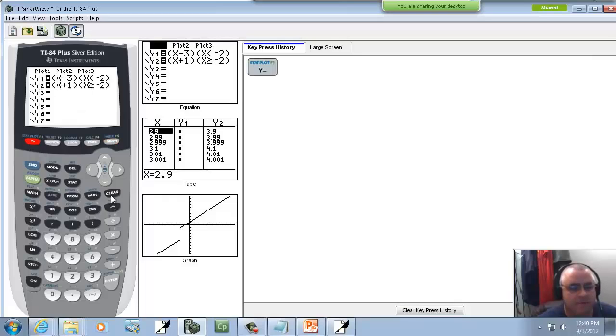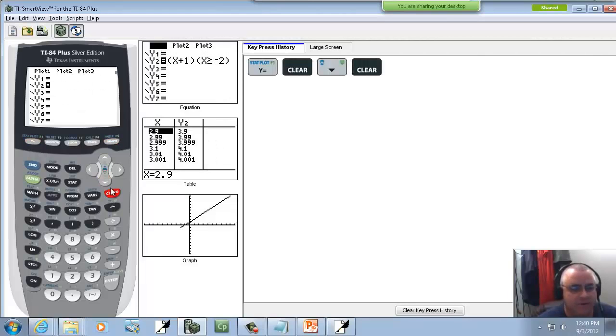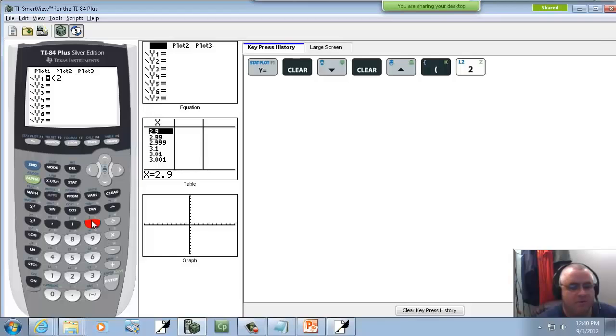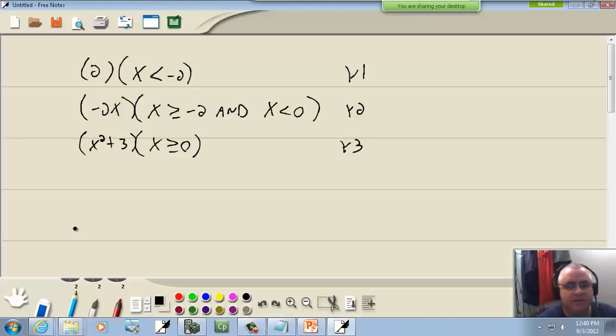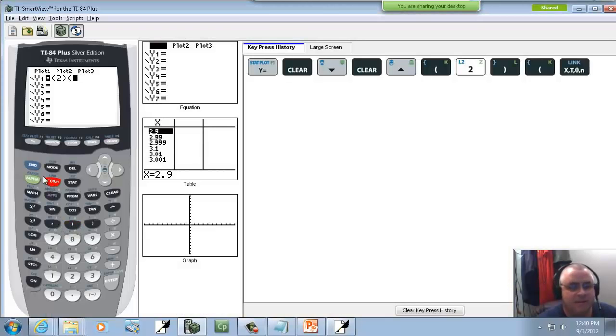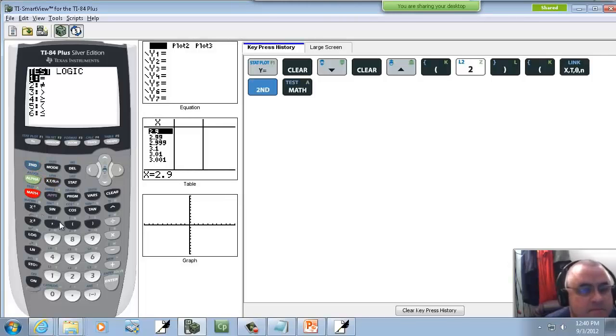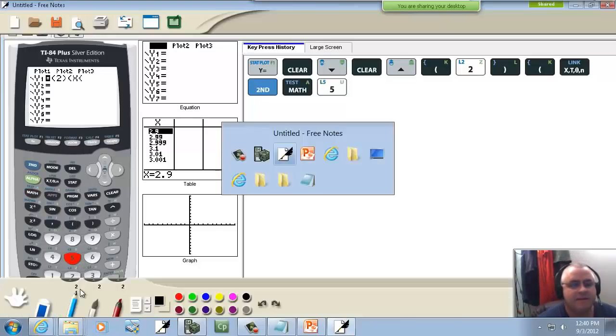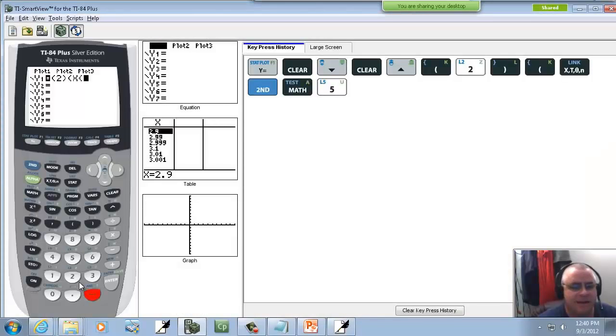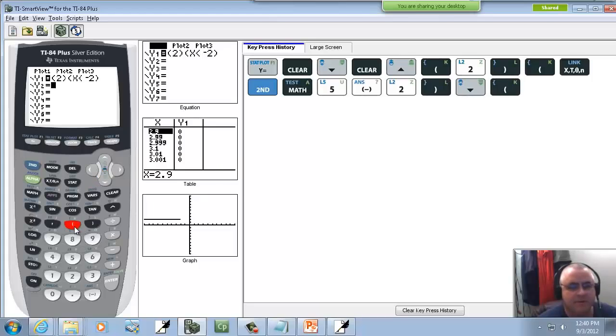Press my y equals, I press clear on the first line, down arrow, press clear in the second, get that all cleaned out. Okay, go back to y1. So I have beginning parentheses, 2, closing parentheses, beginning parentheses. X is less than, so I do x, go to my test menu, second math, less than is 5. And then negative 2, closing parentheses, down arrow.